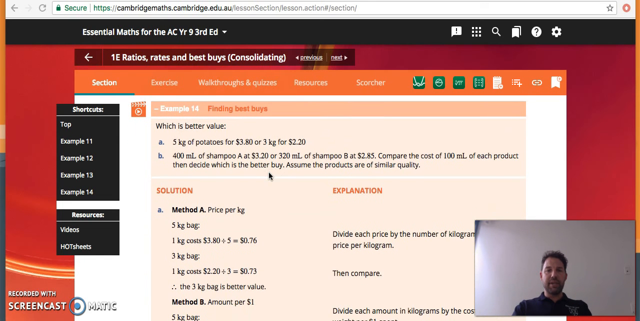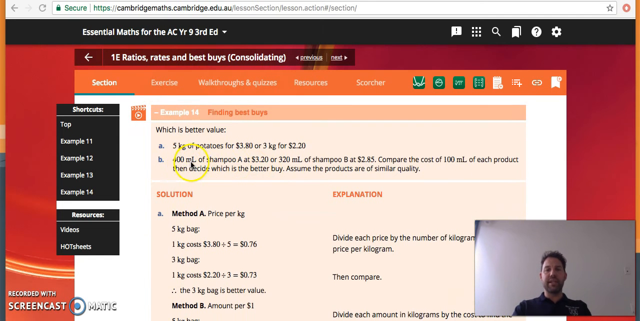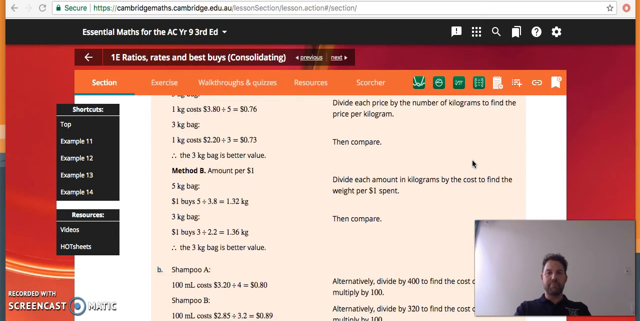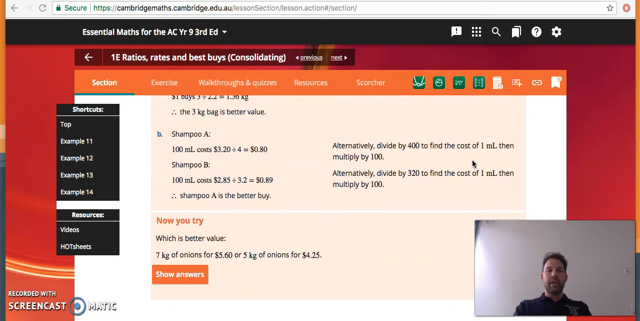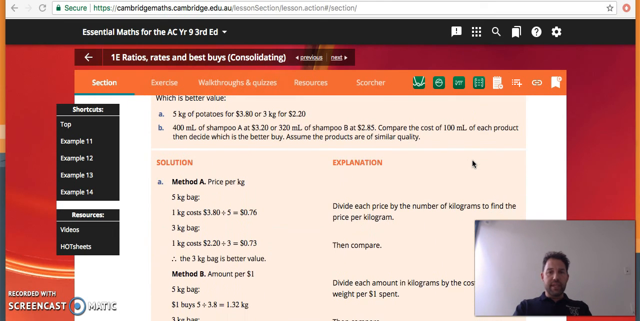Next one is looking at 400 milliliters of shampoo for $3.20, or 320 mils of shampoo at $2.85. For this one, I get them both to 100 mils, and I compare 100 mils of this price for 100 mils and this price for 100 mils, and then I can compare them.